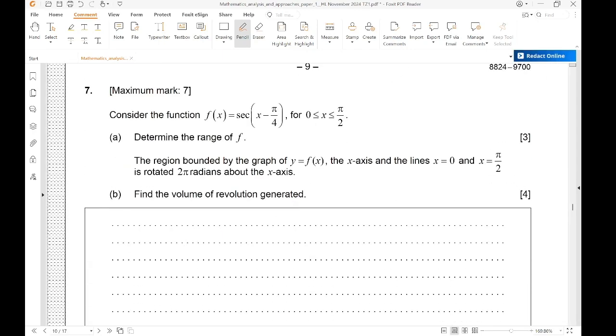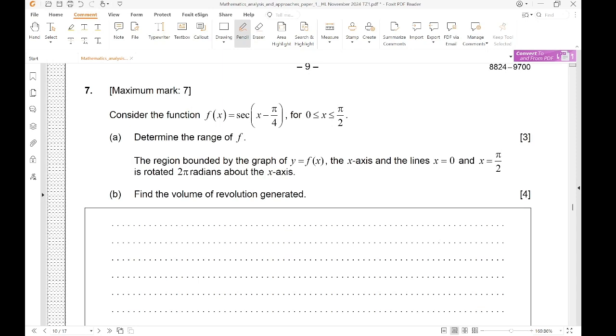Now let's move on to question number 7. Consider the function f of x is equal to secant of x minus pi over 4, for x greater than or equal to 0 but less than or equal to pi. So determine the range of f is the first question that we are given.